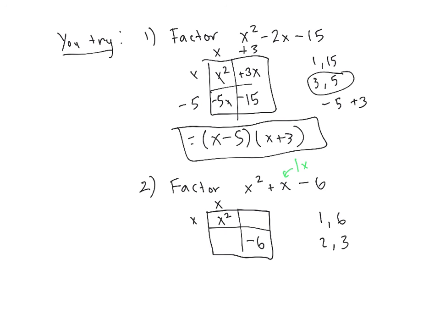So it's either 1 and 6 or 2 and 3. In this case, with 2 and 3, I can make them 1 apart. And I want it to be a positive 1, so I'm going to pick plus 3 and a minus 2. So minus 2 and plus 3. When I try that, I'm going to end up getting plus 3x and minus 2x, which is going to add to the plus 1x that I wanted in the middle there. So my answer is going to be x minus 2 times x plus 3.